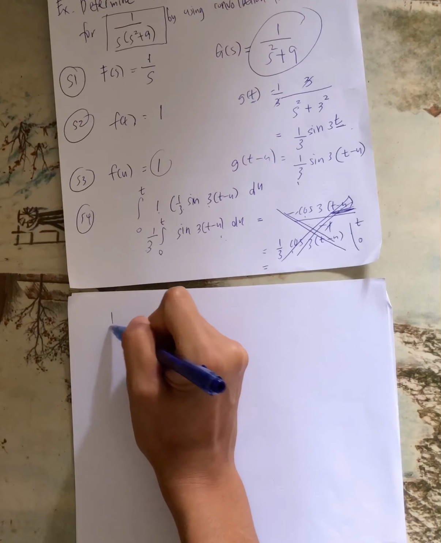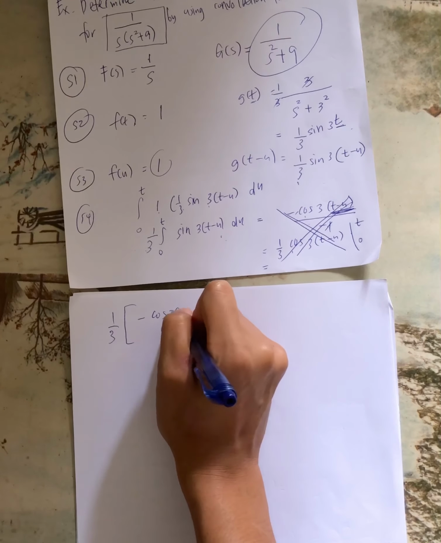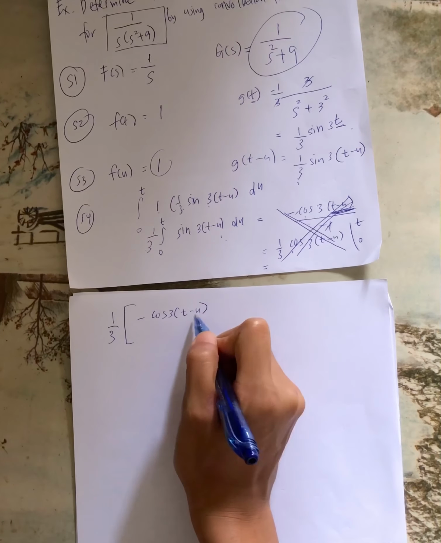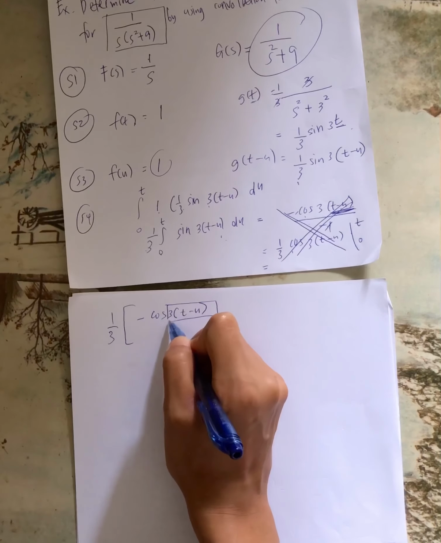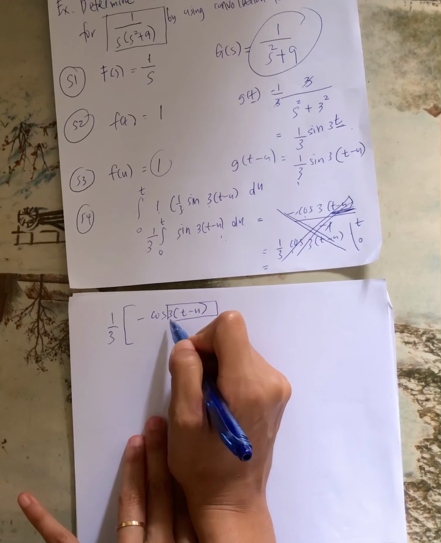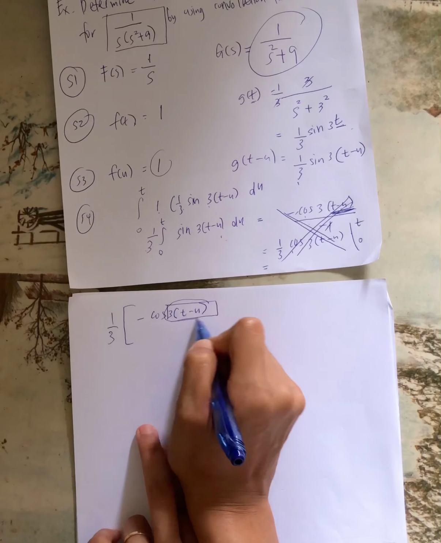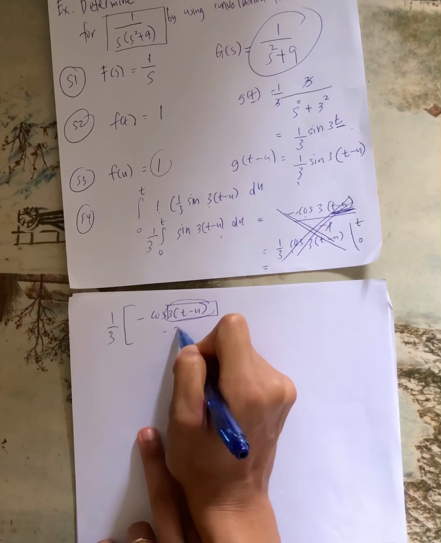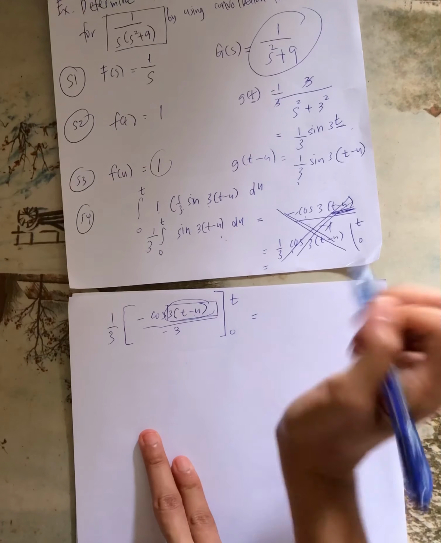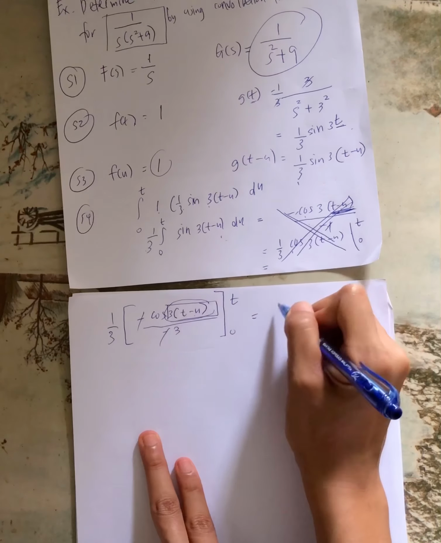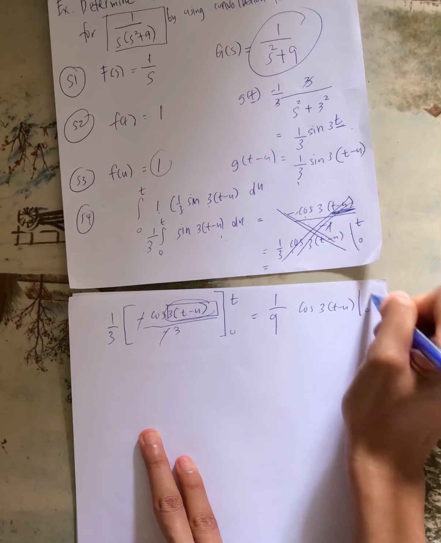So 1 over 3. So integrate, just now you get negative cos 3t minus u, and then differentiate the whole thing here. Earlier I excluded the 3, so my mistake. Suppose you need to include 3. So differentiate this one with respect to u, you get negative 3, over negative 3, and then substitute 0 to t into u. These two cancel, so you have 1 over 9, and then cos 3t minus u, from 0 to t.